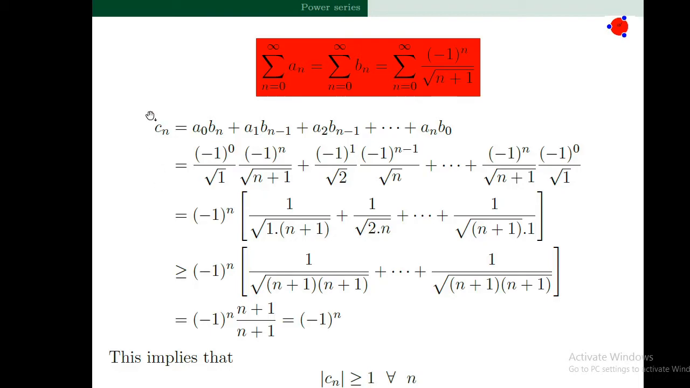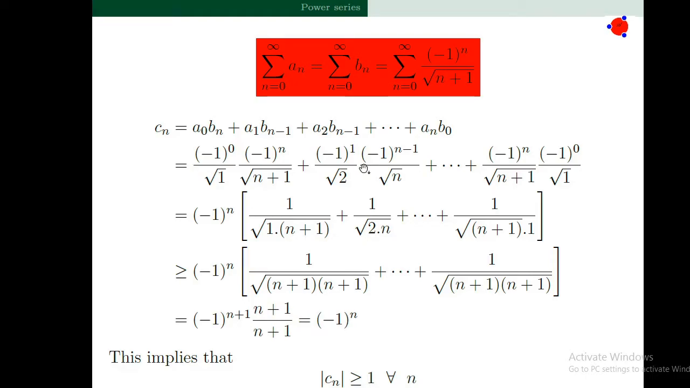Now consider the modulus of Cn. The modulus of Cn is greater than or equal to 1. This implies that the sequence Cn does not converge to 0. That is, the series sigma Cn is not convergent. If sigma Cn is convergent, then the sequence Cn converges to 0. So the series is not a convergent series. Hence the Cauchy product of two convergent series need not be convergent.